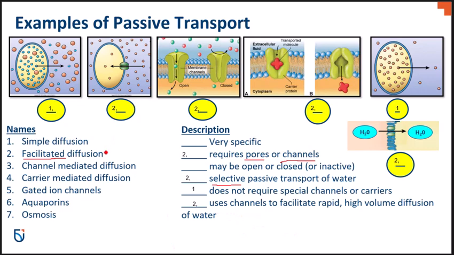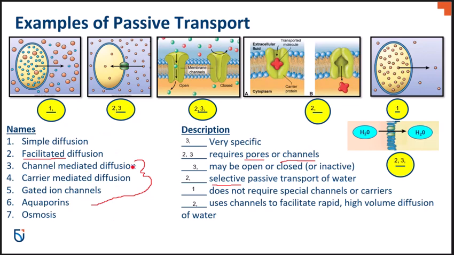We have some examples listed below of facilitated diffusion. So channel-mediated, carrier-mediated, gated ion, and aquaporins are examples of facilitated diffusion. So let's look at each one. The first one being channel-mediated diffusion.